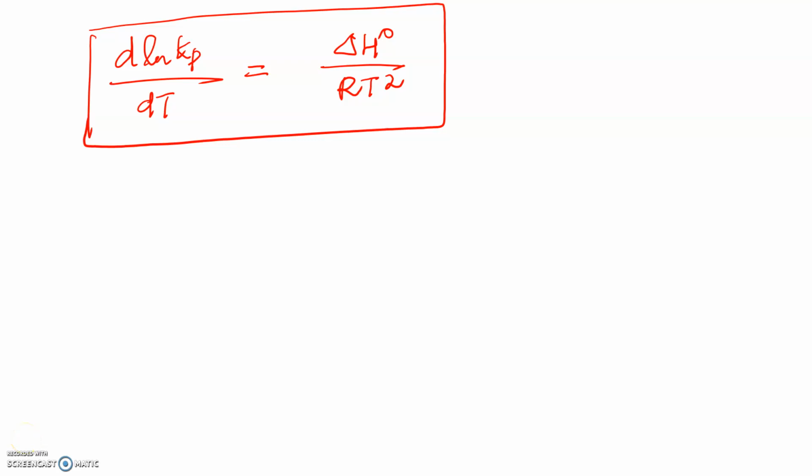Now we have obtained Van't Hoff reaction isotherm. Okay, Van't Hoff's equation. This can be rearranged as d ln Kp is equal to delta H0 by RT squared into dT.